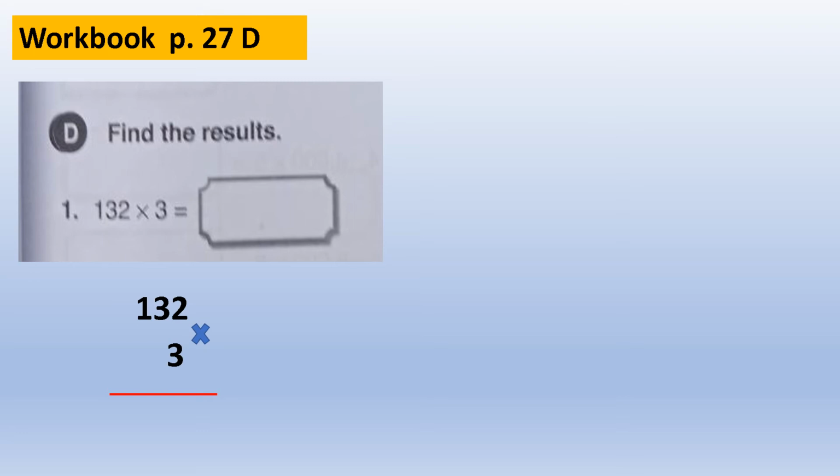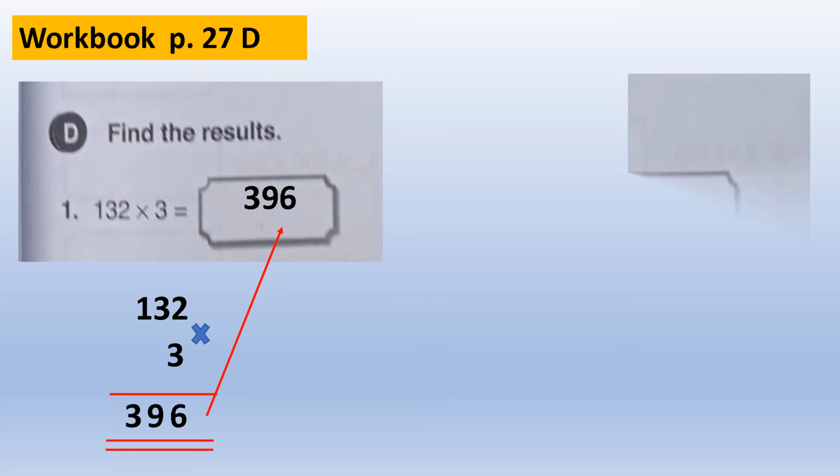Multiply each of the digits of the multiplicand starting from the ones place. So 2 times 3 is 6. And then 3 times 3 is 9. And then 1 times 3 is 3. So the product is 396. So what do you say? 132 times 3 is equal to 396.